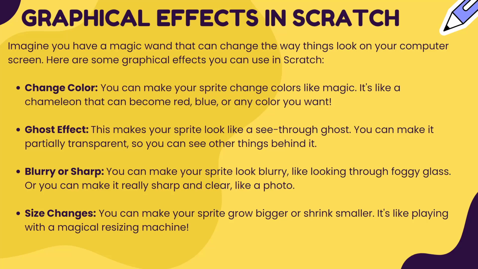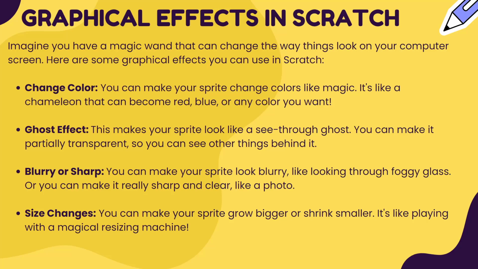So these graphical effects are like a magic wand where you will see a lot of different things happening on your sprite. So you are going to make your magic appear on your sprite. What different kind of magic you can do? Change color. You can make your sprite change into different colors. Ghost effect. You can make it disappear. How the ghost disappears slowly, it disappears on the screen.